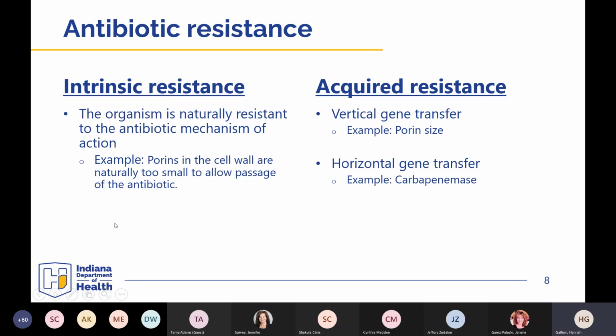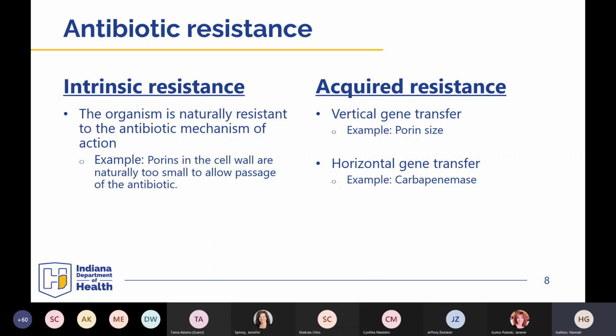Getting into antibiotic resistance, there are 2 different types of resistance, both intrinsic and acquired. Intrinsic resistance means that the organism is naturally resistant to the antibiotic mechanism of action. So, for example, gram-negative bacteria like E. coli are intrinsically resistant to vancomycin.